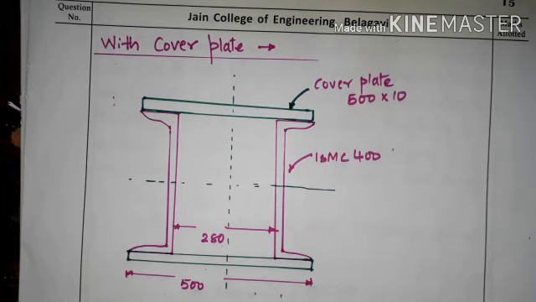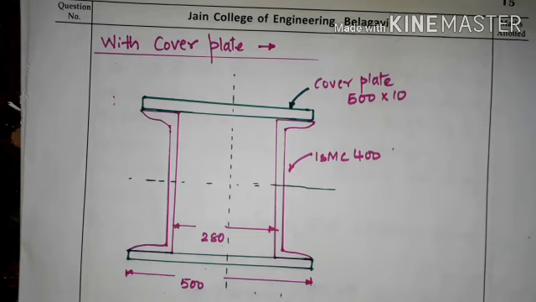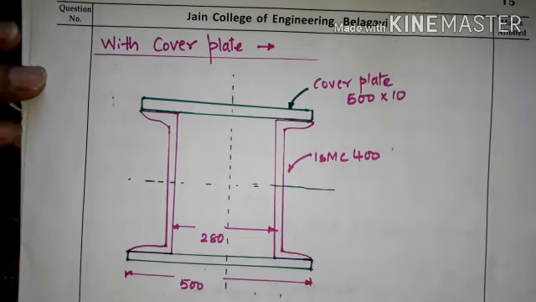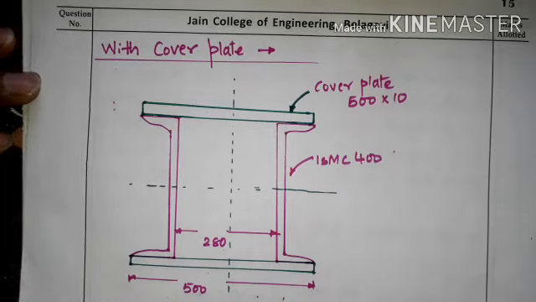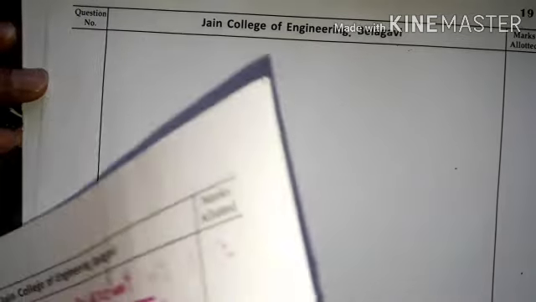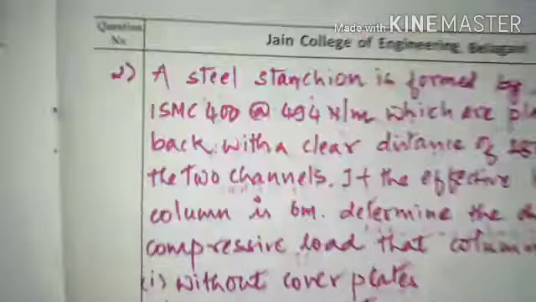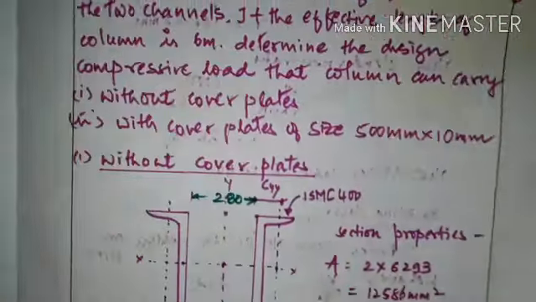So, in the last session, we have solved one problem over compression member: how to evaluate the design compressive strength of a given section. We have solved 2-3 types of problems. In the last session, we had solved one problem, that is two channel sections back to back. In that they are given two conditions, that is the channel sections with cover plate and without cover plate. I think this was the problem we have solved in the last session.